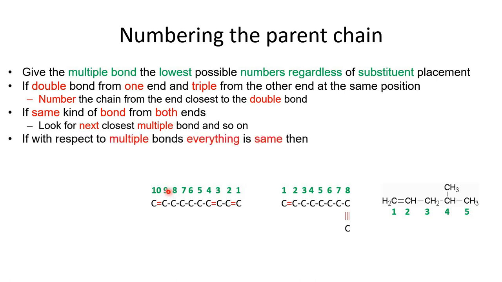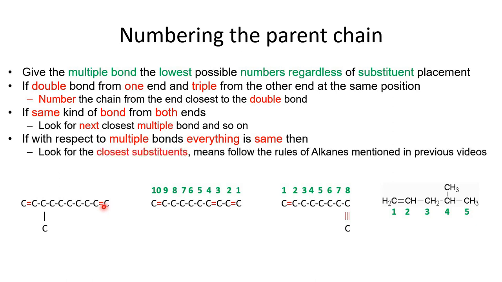If with respect to multiple bonds, everything is the same, for example in this compound, here the double bond is present at position number 1 from this side and the double bond is present at position number 1 from this side as well, then you will have to look for the closest substituents, meaning follow the rules for alkanes mentioned in my previous videos. So the numbering will start from this side because the substituent is closest to this end of the parent chain.